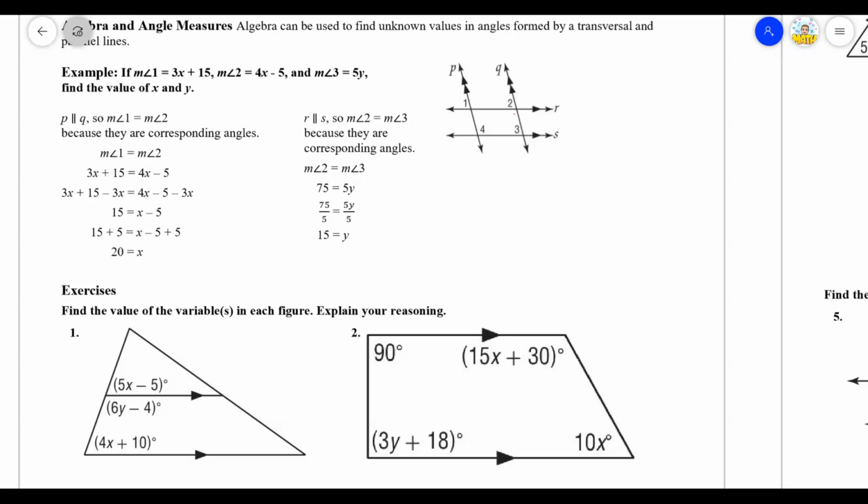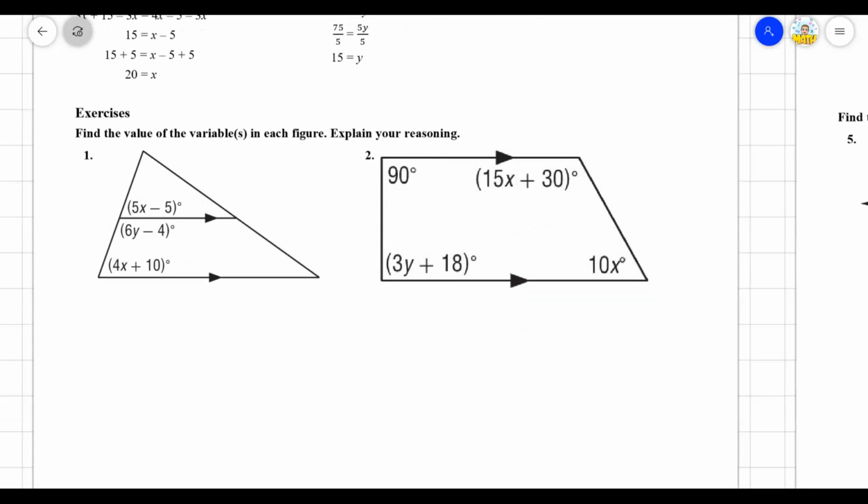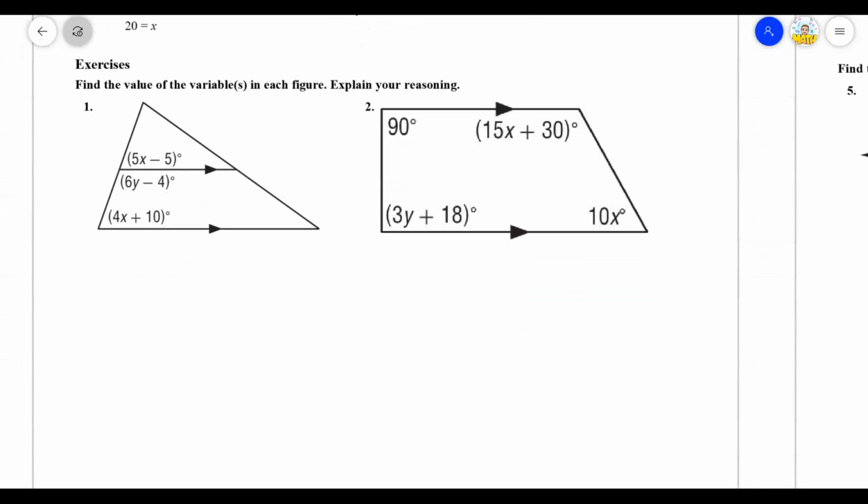So alternate interior, alternate exterior, and corresponding angles are all equal. And then our same side interior angles are going to be supplementary. So let's take a look at some of the applications that we might see here. I can see right away, if I look at these two expressions, 5x minus 5 and 6y minus 4, they're going to add up to 180 degrees.